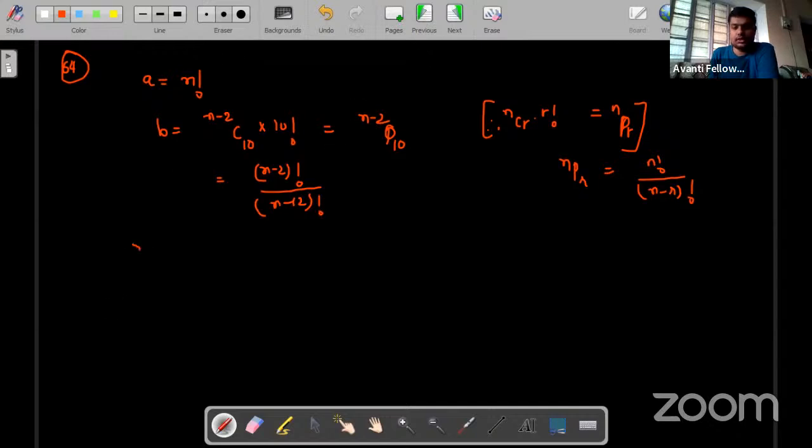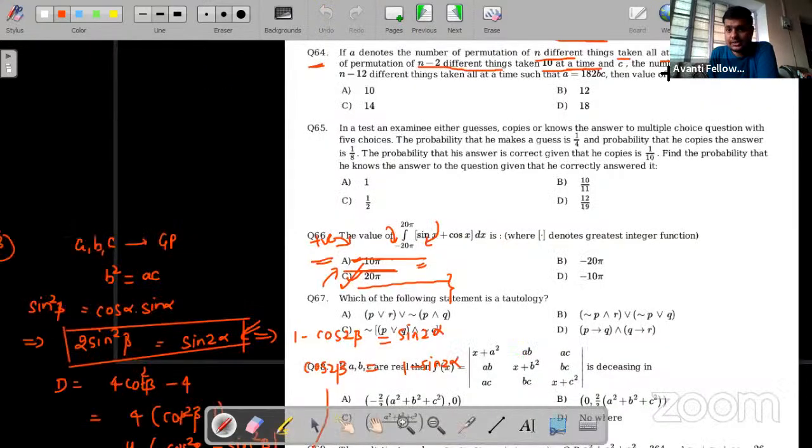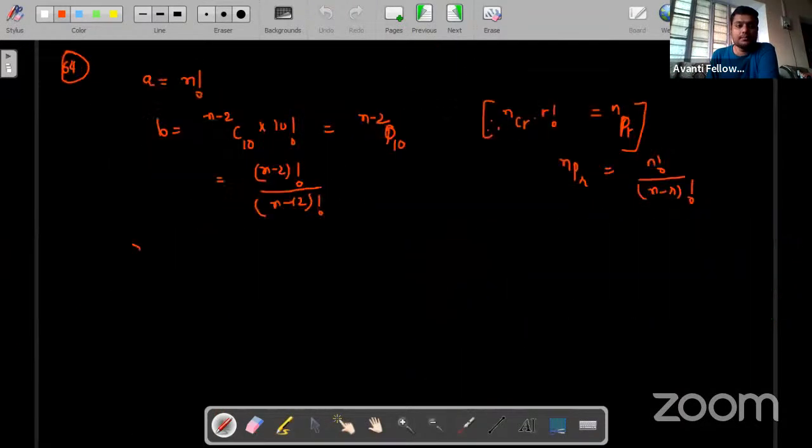Now we'll move on to the next one. What is given again? C is the number of permutation of n minus 12 different things taken all at a time. So this is the same as the first case, because the number of permutation of n different things, or n minus 12 different things, taken all at a time means factorial of that number. So C will be n minus 12 factorial. This is the arrangement of n minus 12 people in a line.